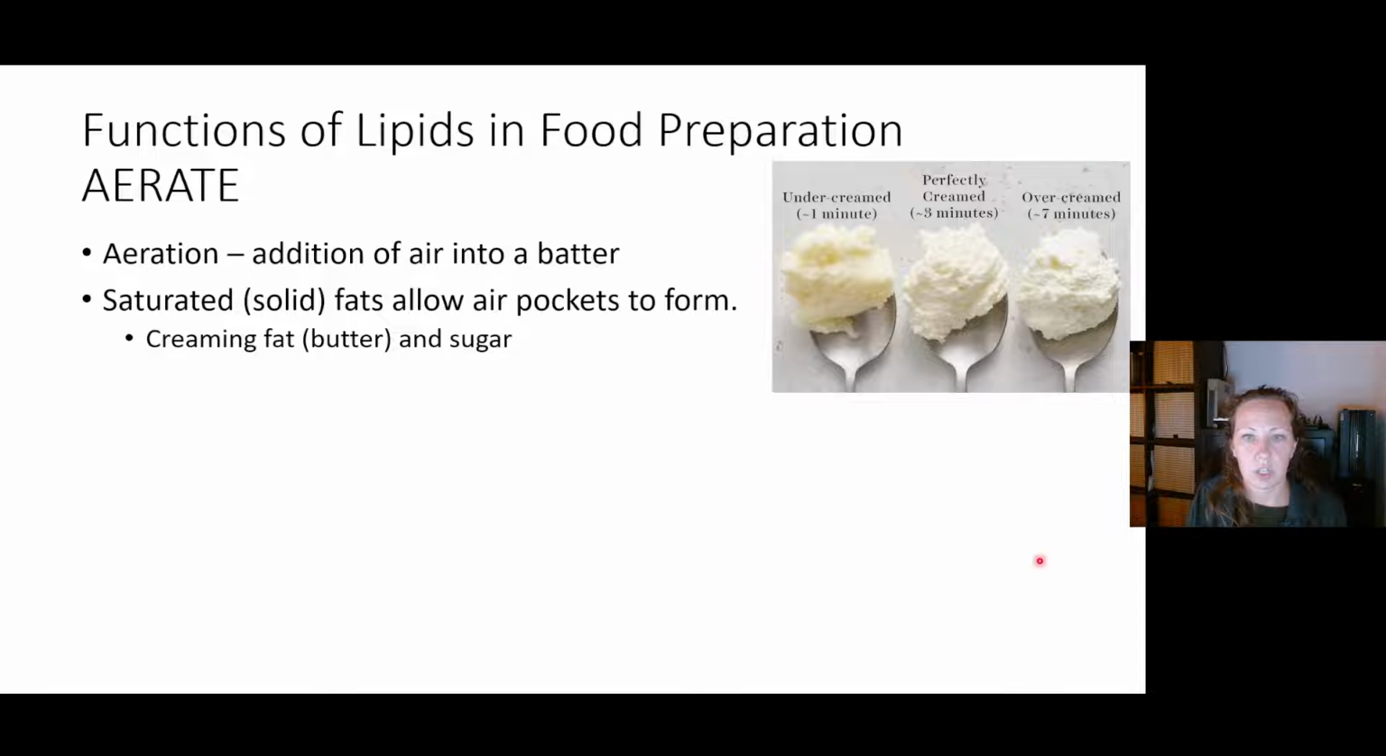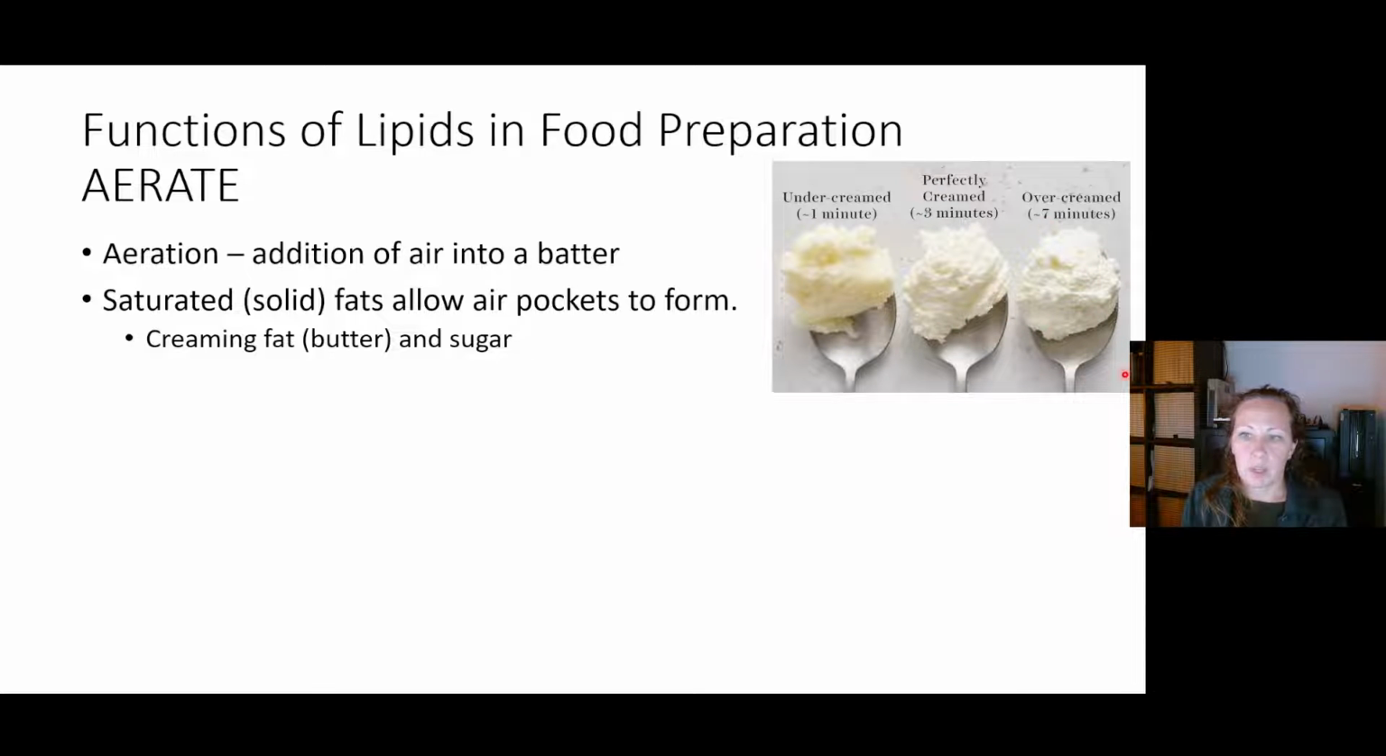So here are some pictures. This one is under creamed. You actually see a color difference, right? It does become lighter in color as you cream it and incorporate that air. But you can over cream it and not have as much air, and that can cause a problem. And with under creaming, not enough air will be incorporated, and so you won't get that nice rise.